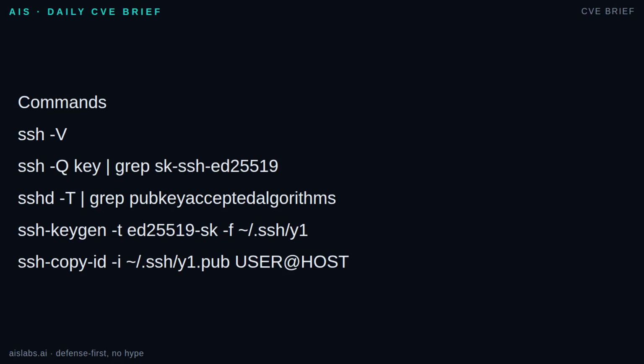Then generate the key. Insert the token, run ssh-keygen with type ed25519-sk, and touch when prompted. Finally, install the public key for your account on your own host with ssh-copy-id.